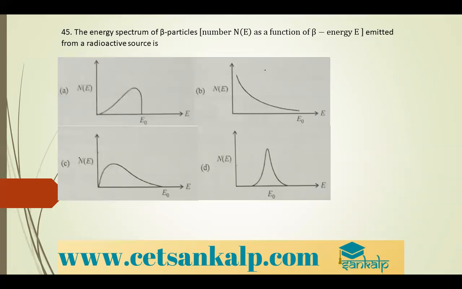The energy spectrum of beta particle emitted from the radioactive sources. Okay, option C is the right answer. As you know, the range of the energy of beta particles is from 0 to some maximum value. So 0 to some maximum value, that is the right graph.